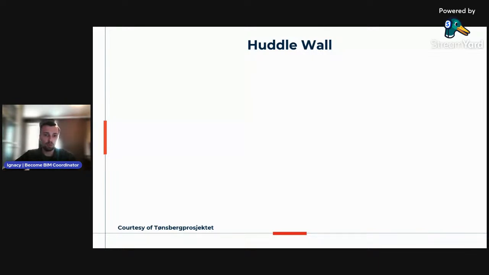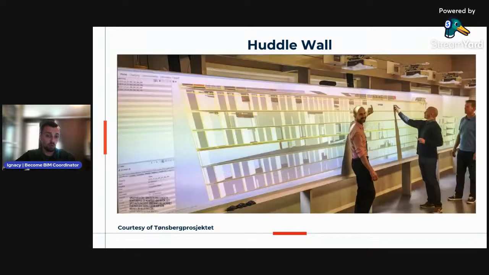That's why we had the huddle wall. It was actually the world's largest huddle wall. I don't remember if it was 10 meters or even more. We used this huddle wall in the coordination meetings. Actually, I have a note over here, it was over 10 meters long, and it could accommodate three separate design groups. I'll show you in a sec.